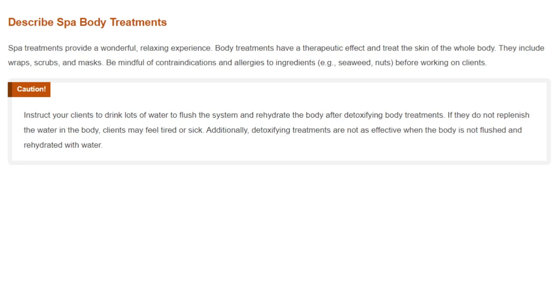Be mindful of contraindications and allergies to ingredients, example, seaweed, nuts, before working on clients. Caution. Instruct your clients to drink lots of water to flush the system and rehydrate the body after detoxifying body treatments. If they do not replenish the water in the body, clients may feel tired or sick. Additionally, detoxifying treatments are not as effective when the body is not flushed and rehydrated with water.